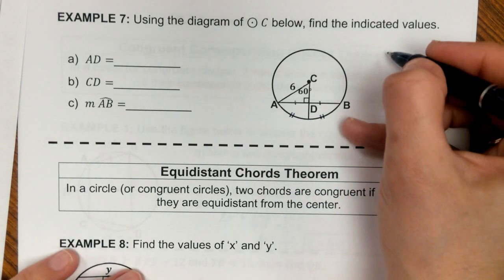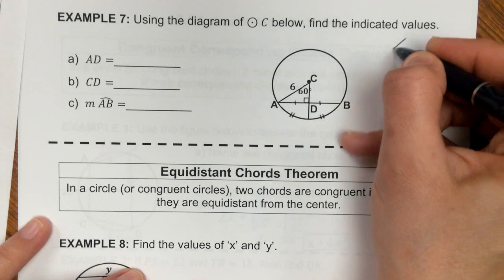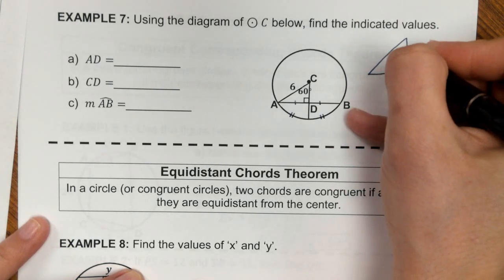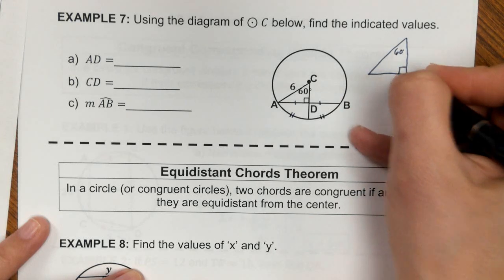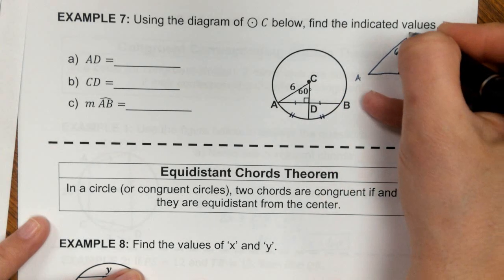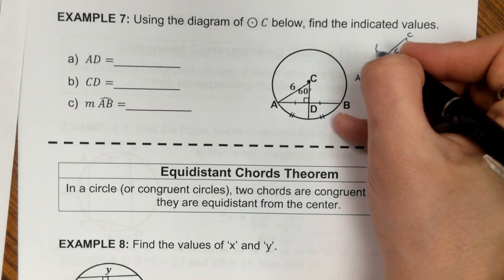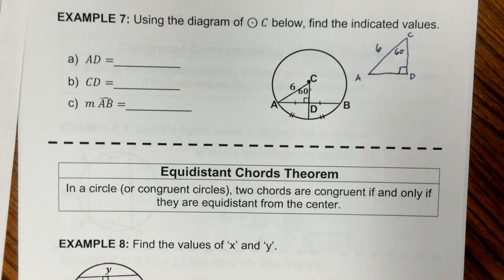So here, I'm going to go ahead and draw this guy to the side just to make it a little bigger. It's kind of a small triangle here. It's definitely not drawn to scale. There's our 30, here's our 90. We've got A, C, and then over here D. We know that our hypotenuse is going to be 6.